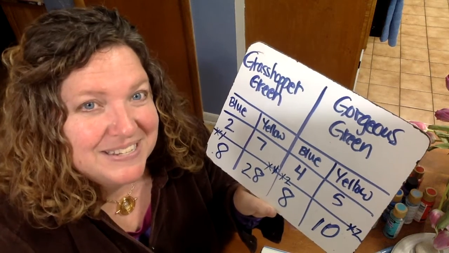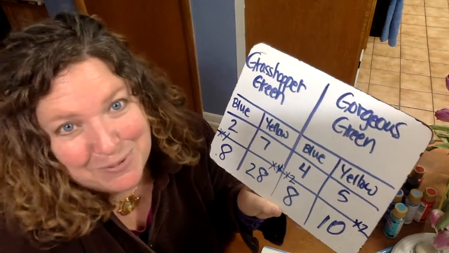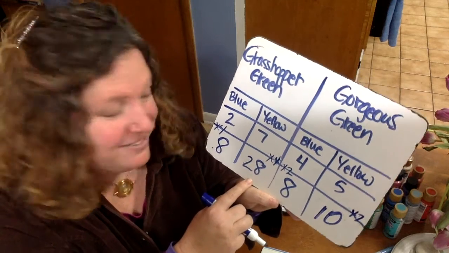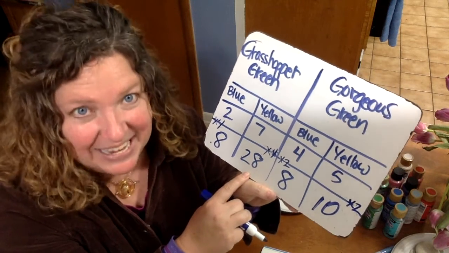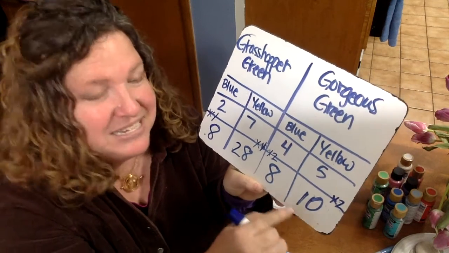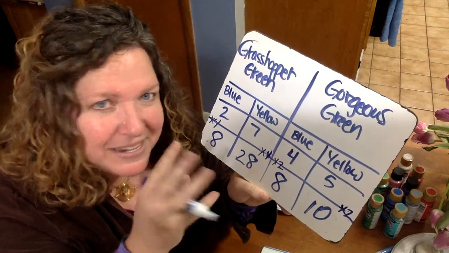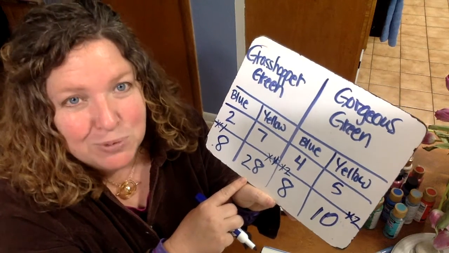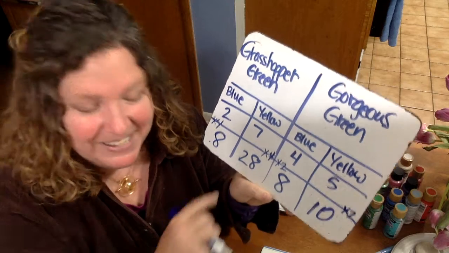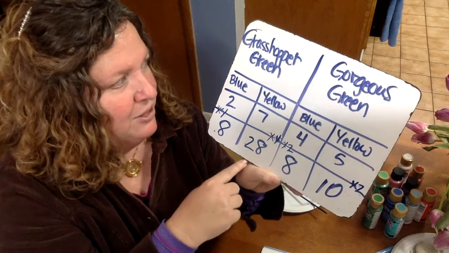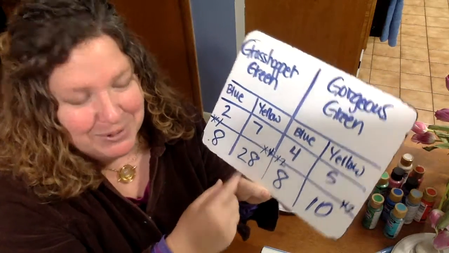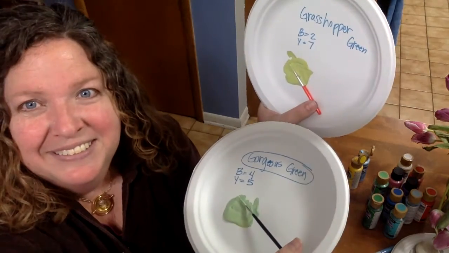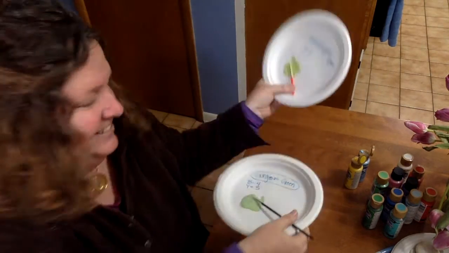So which one is yellowier? I made that word up. You can easily tell that it's the grasshopper green, right? 8 to 28 is a lot of yellow. 8 to 10, that's almost even. Not quite even, but pretty close. 8 to 28, it's more than 3 times as much, isn't it? So, which one is more yellow? Grasshopper green. When we look at the stuff we made, grasshopper green.